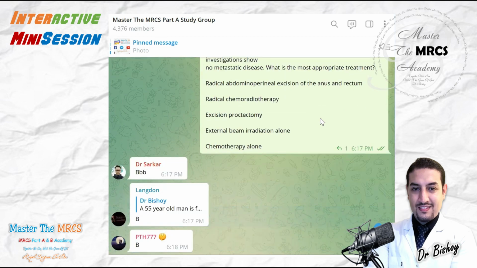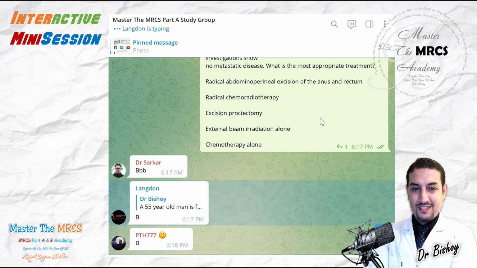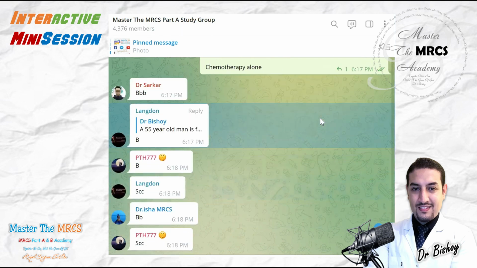Because the anal cancers are squamous epithelium of the anal canal and arise inferior to the dentate line and strongly related to human papilloma virus type 16. You have to do radical chemoradiotherapy. You will do combined chemoradiotherapy. This is the standard treatment for the anal cancer. Yes, chemoradiotherapy is the standard treatment for the anal cancer. That's great.